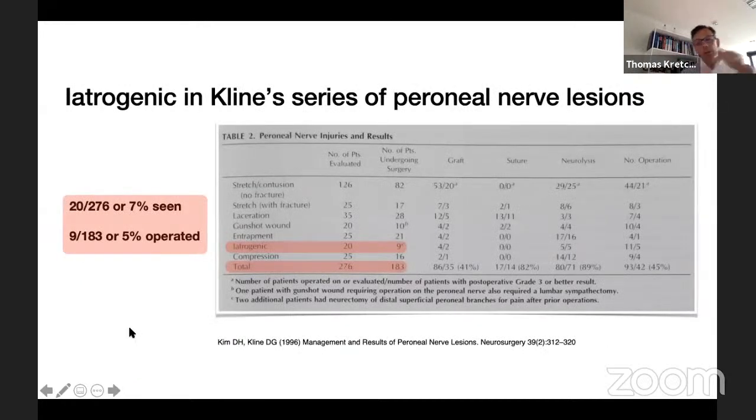If we then go a little bit lower down and leave the spine and go to the peroneal nerve, the series of Dr. Clain is always a good reference. And if you see on this table, there are 276 peroneal nerve lesions, and 20 of them, which makes up 7%, had been iatrogenic. And if you look at the ones operated, 183 had been operated in total, and 9 of them were iatrogenic. So these made up 5%.